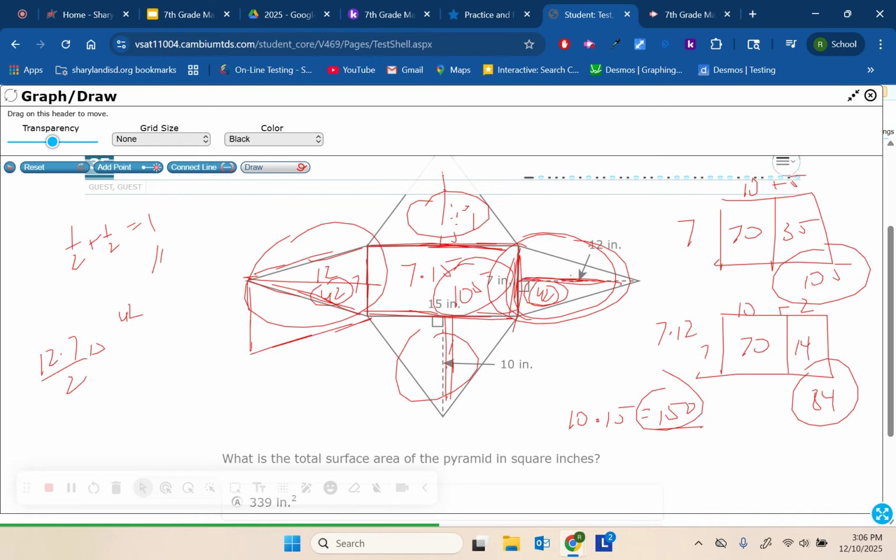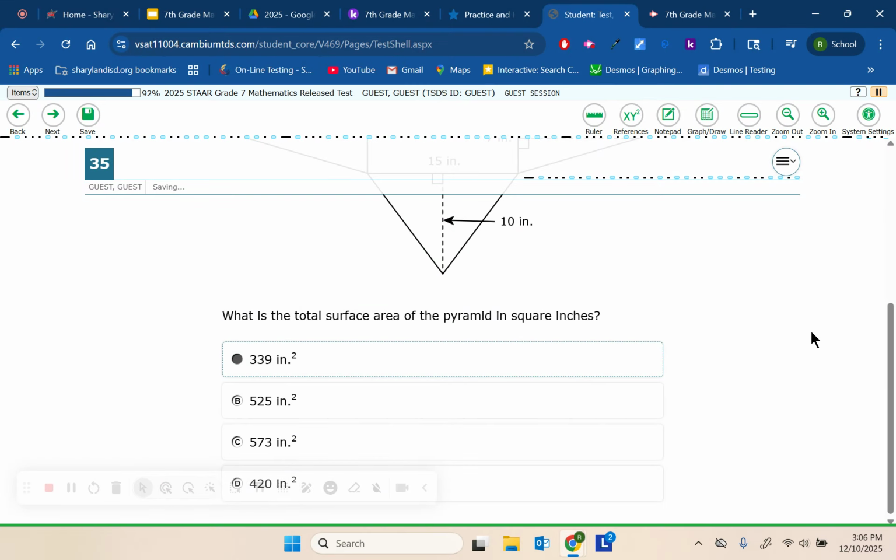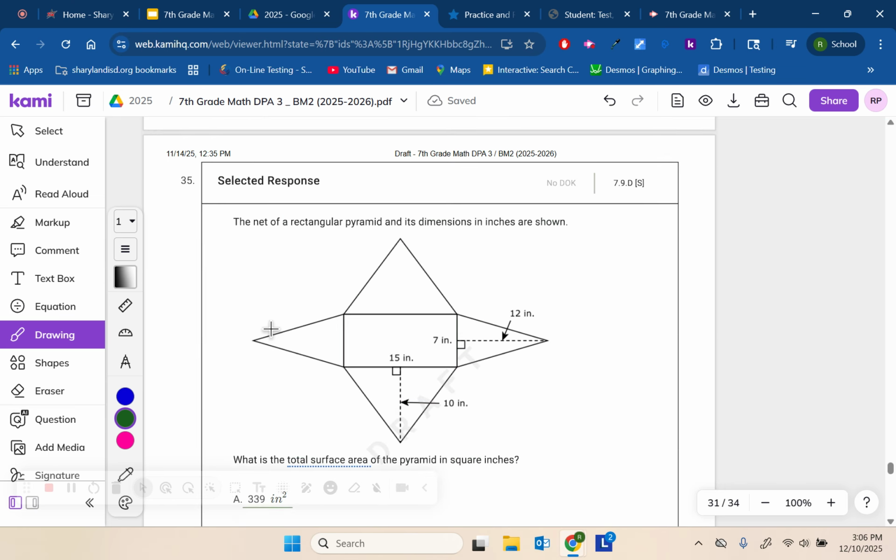So I'm going to have 105 plus 84 plus 150. There's your 9, there's your 3, there's your 339. I guarantee you that's there somewhere. And it's answer choice A. That's it. And let's make sure it's the right answer.